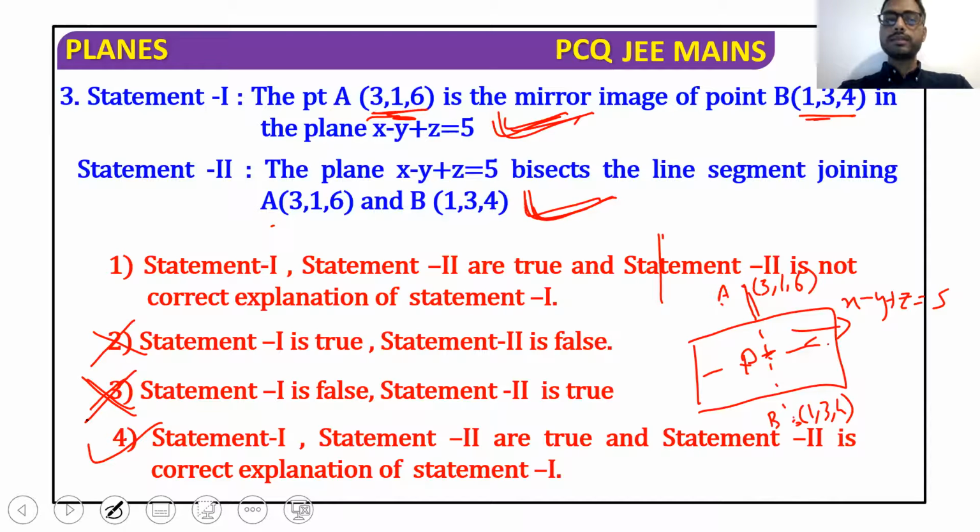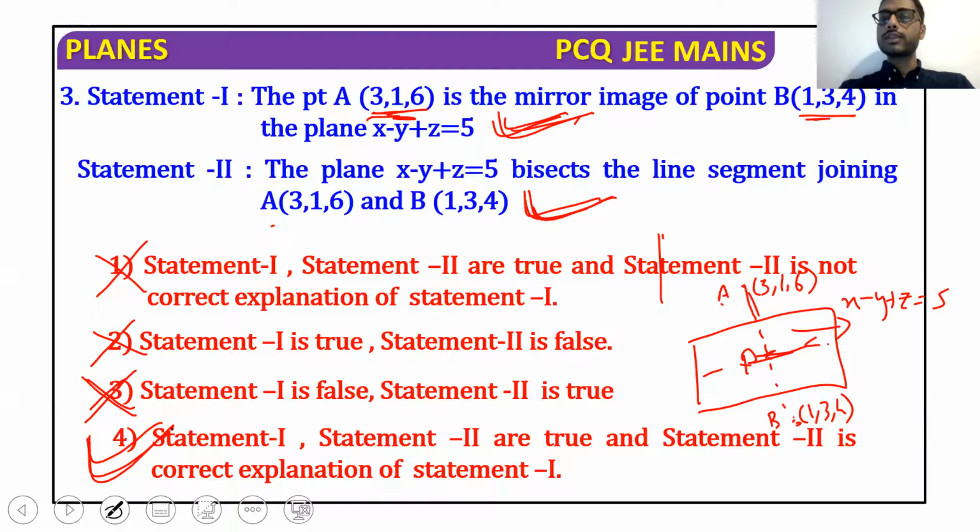In option 1, I have that statements 1 and 2 both are true, but statement 2 is not the correct explanation. We know that as P is the midpoint, this is the correct explanation. Therefore, this is also not the answer. So the correct answer, by the elimination method, is option number 4.